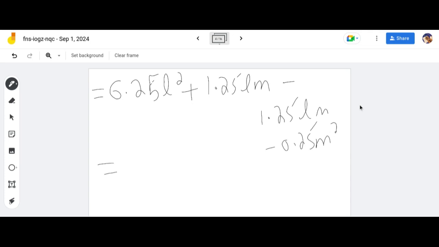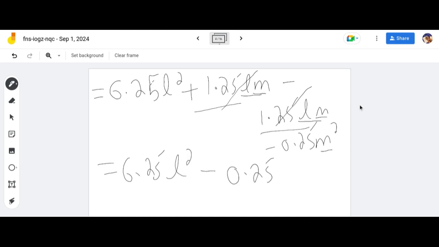Now I have to solve the plus and minus. These both are LM, these both are LM. Solve 1.25, 1.25. That is the minus term, that is a plus term. When we have the same value but different sign, we can cancel them, isn't it? Yes, ma'am. So we have 6.25 L square, then minus 0.25 M square.